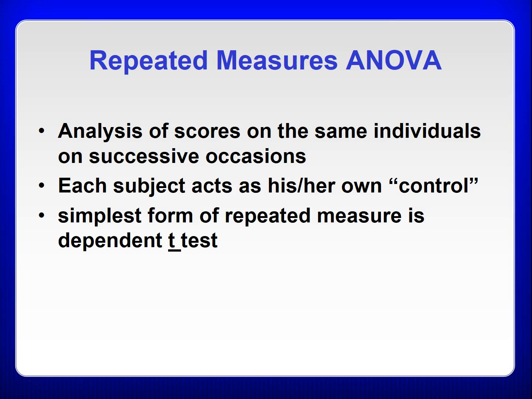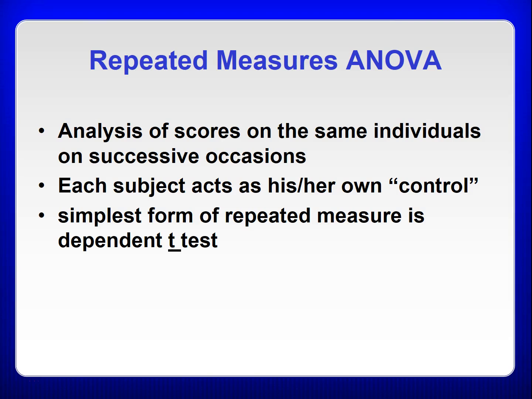Repeated measures ANOVA is analysis of scores on the same individuals on successive occasions, such as a series of test trials. It is also called split plot ANOVA or subject by trial ANOVA. In repeated measures ANOVA, each subject acts as his or her own control. The simplest form of repeated measures is the dependent t-test. That is, the dependent t-test is the simplest case of repeated measures ANOVA.